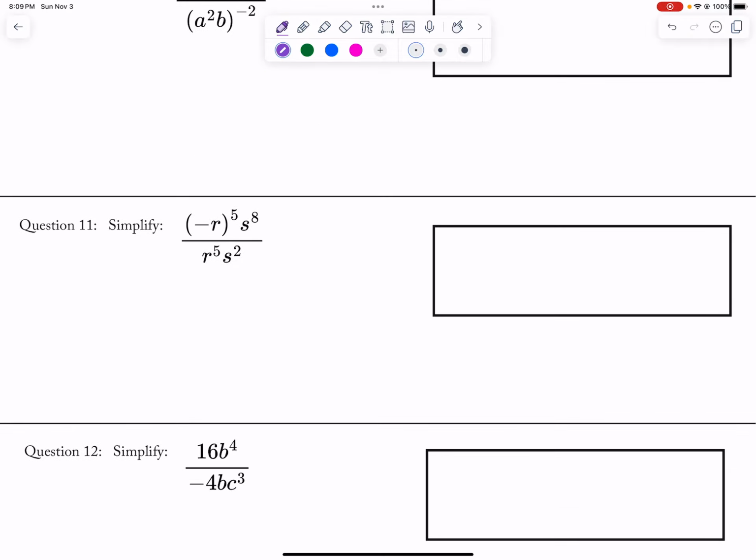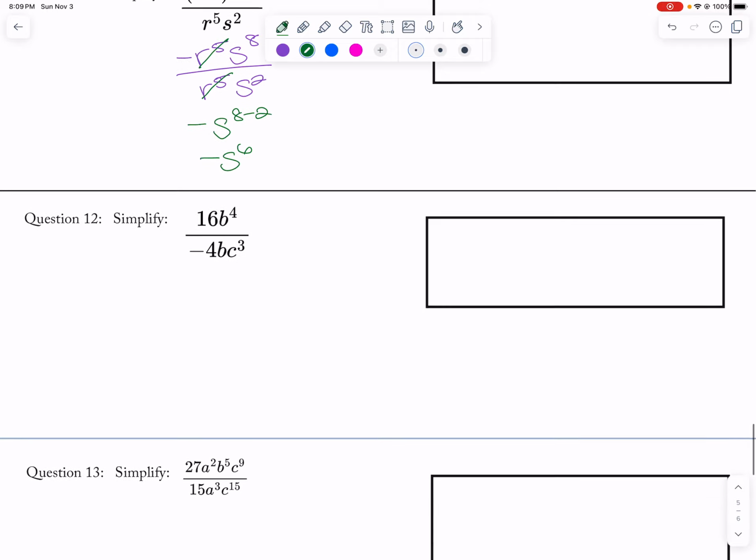11. So r to the negative 5th power, that would have been, so negative r to the 5th power, s to the 8th power over r to the 5th power, s squared. So then my r to the 5th powers cancel out. I'm left with negative s to the 8 minus 2, so negative s to the 6th power.